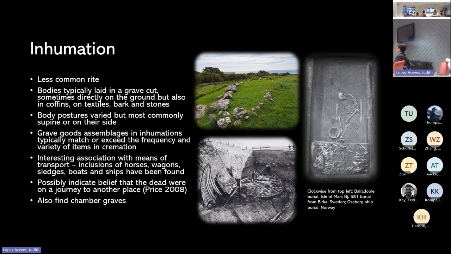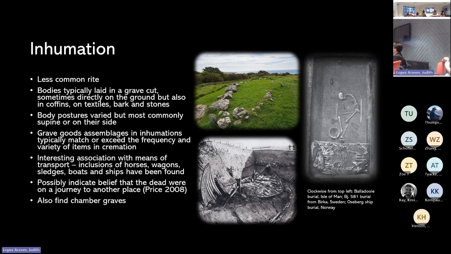Inhumation was the less common rite. Bodies were typically laid in grave cuts. These included all kinds of things, coffins, but other materials as well. They were mostly supine, or laid on the side. We do find prone burials, particularly in Gotland. It seems to be practiced a lot on the island of Gotland, which is to the east of Sweden.